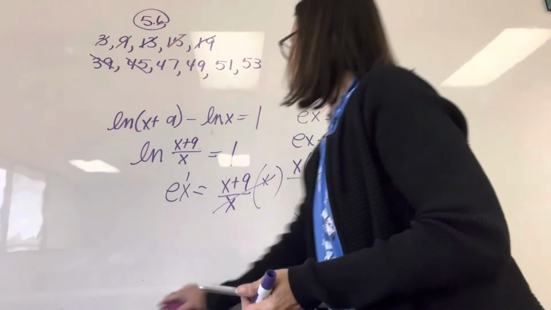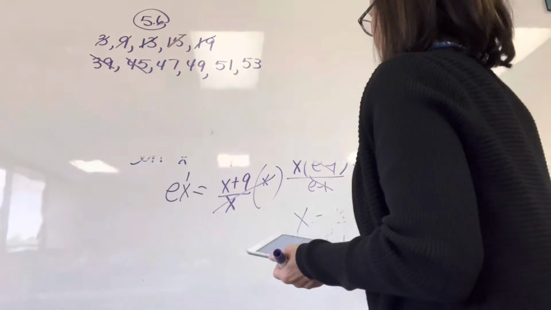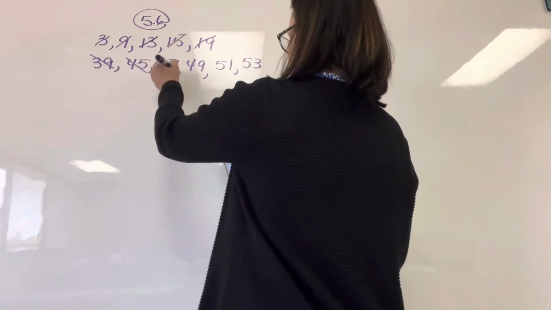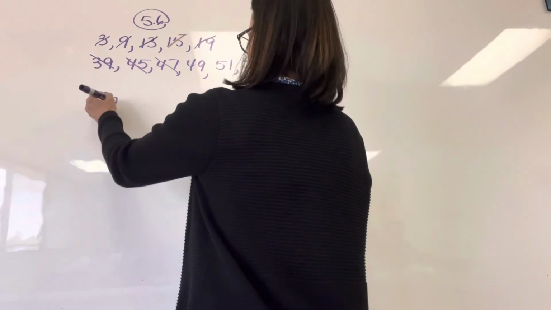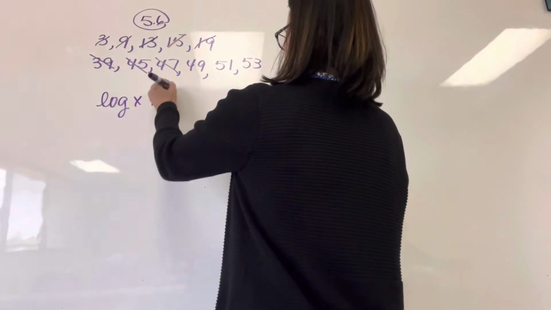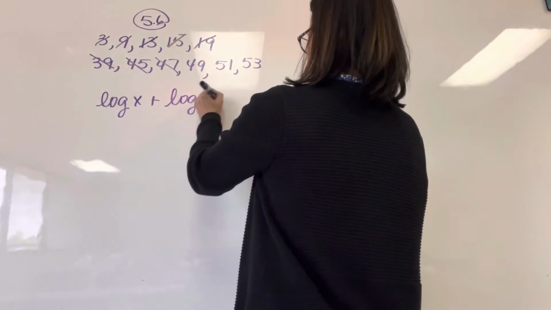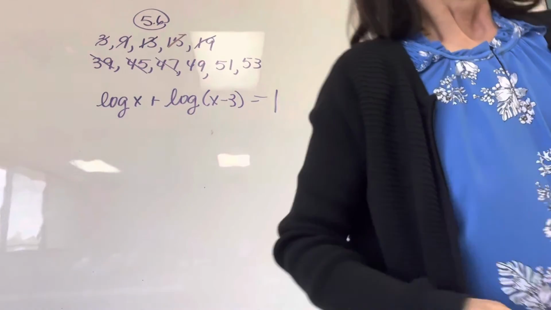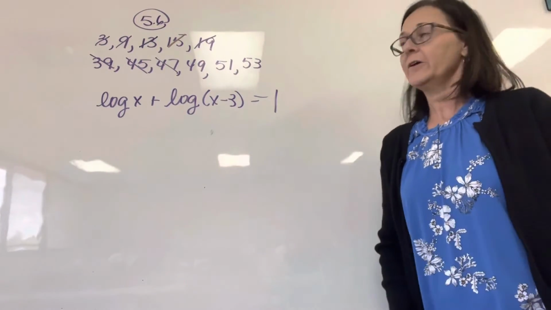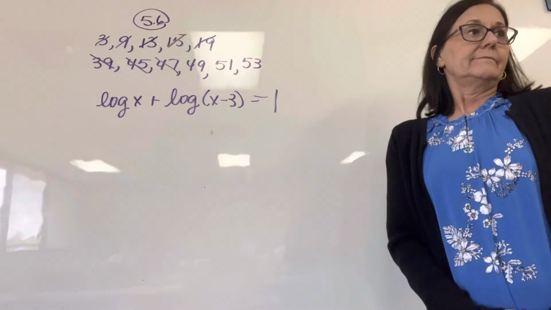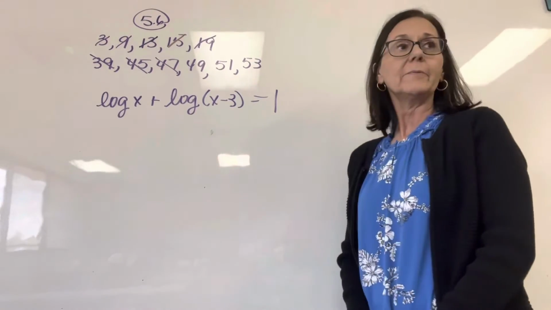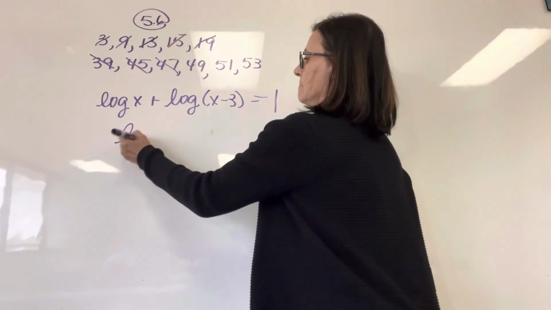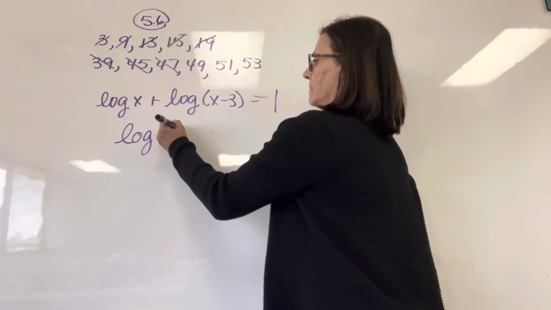All right. Let's do number 47. Log of x plus the log of x minus 3 equals 1. Corinne, what are we doing? We're multiplying because it's addition. We're multiplying those arguments. And then you're going to do the quadratic.